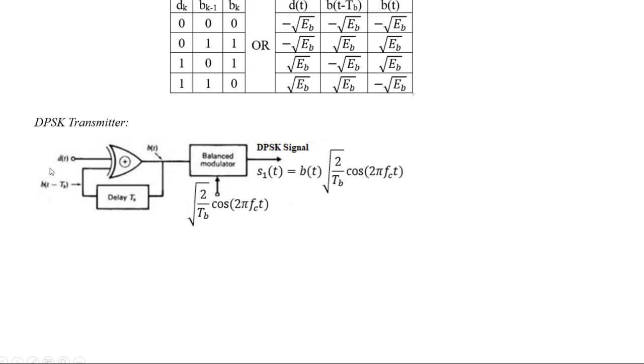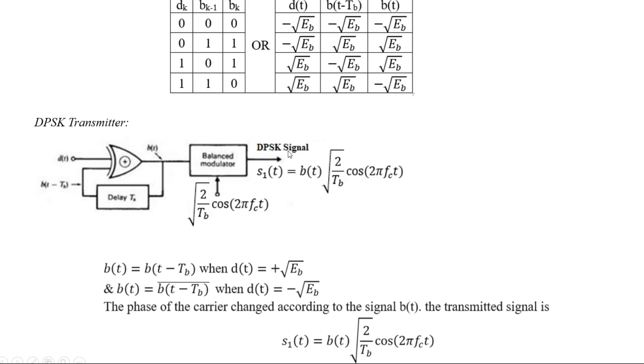So the only difference is the addition of this XOR gate, the XOR of d(t) and b(t minus Tb), if we write it in terms of time. For the 1 bit delayed signal we will use a delay circuit, so the output will be fed back to the delay input, and this delayed output is applied to the XOR gate input. The remaining portion is similar to BPSK, that is the balanced modulator, and the inputs are these. So we will have the DPSK signal.